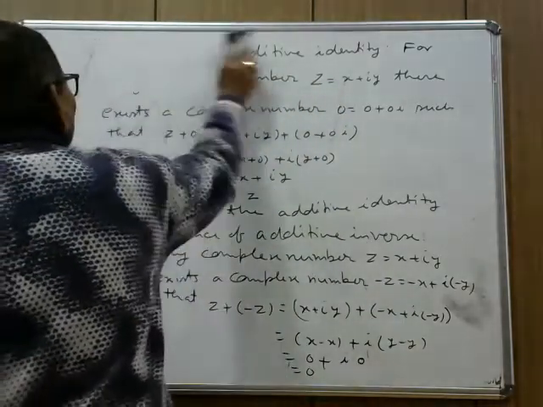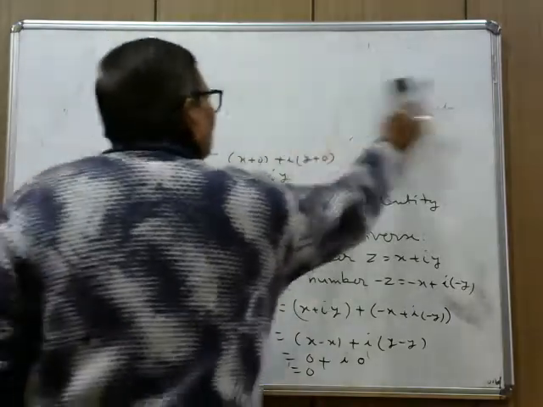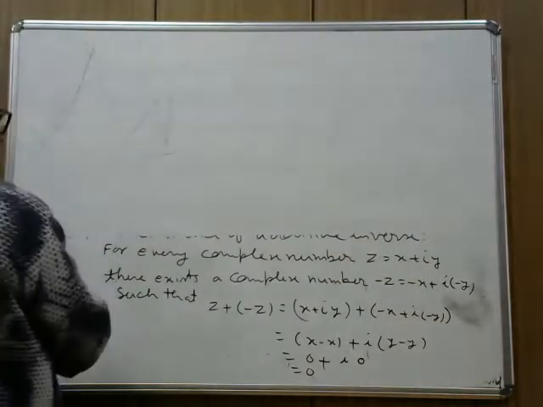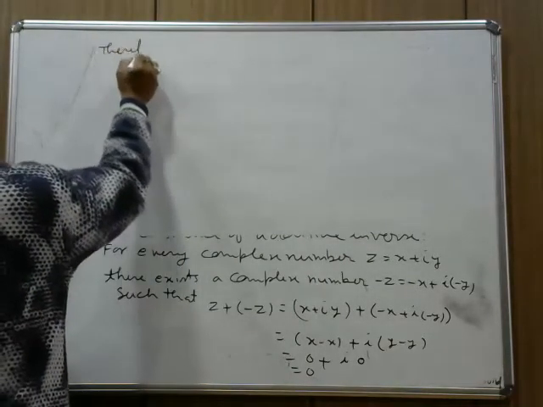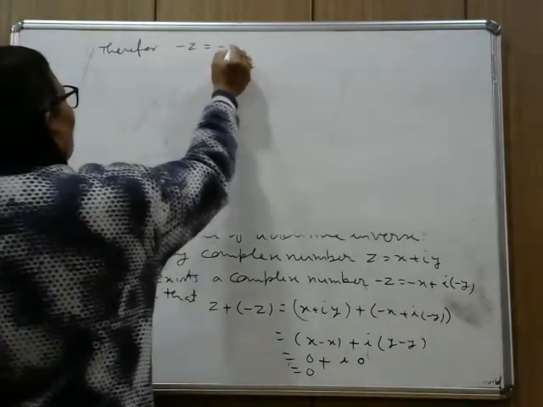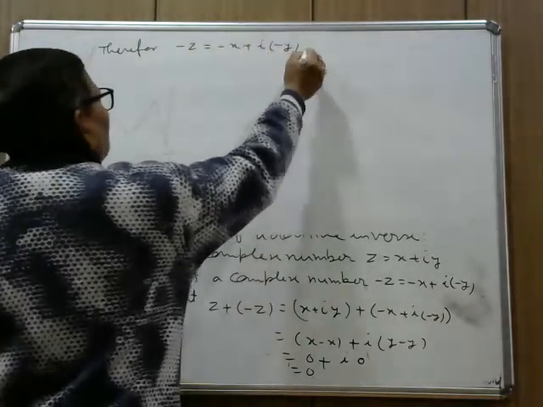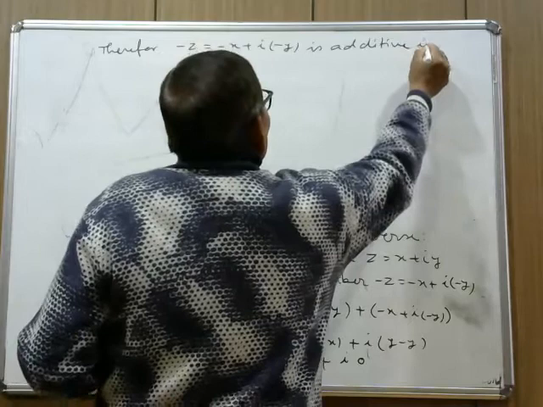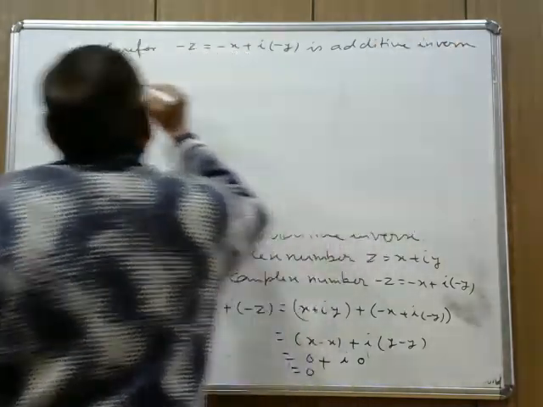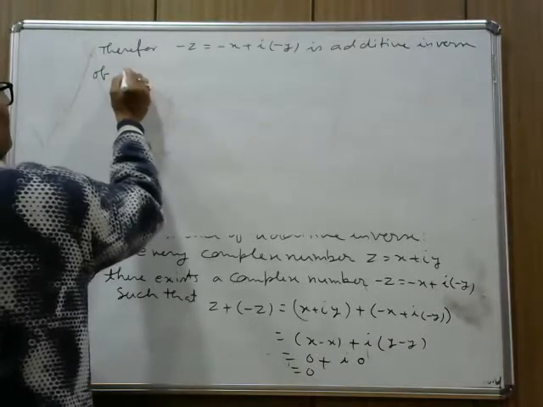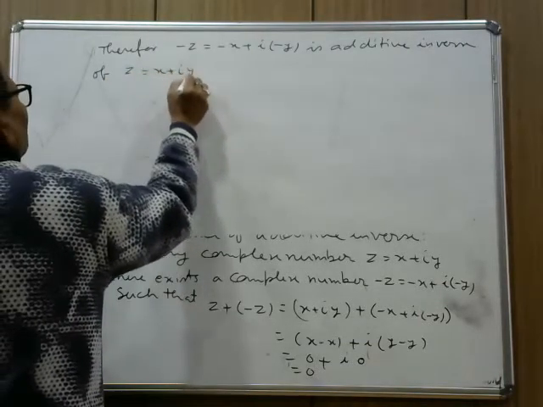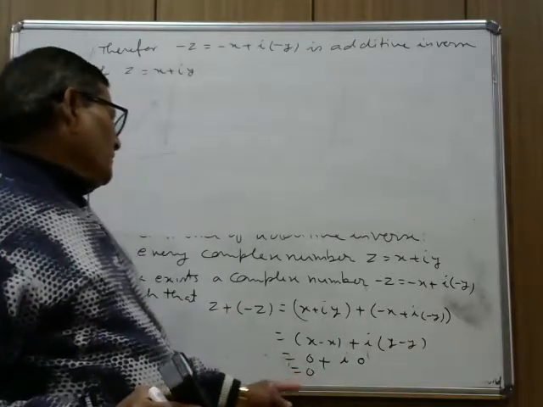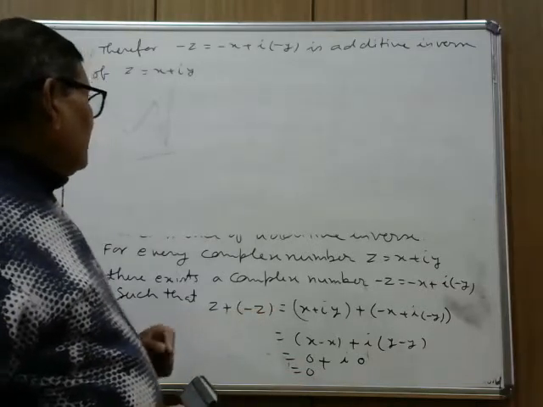Therefore minus z equal to minus x plus i times minus y is the additive inverse of z equal to x plus iy, because z plus minus z gives you the additive identity 0, therefore minus z is the additive inverse of z.